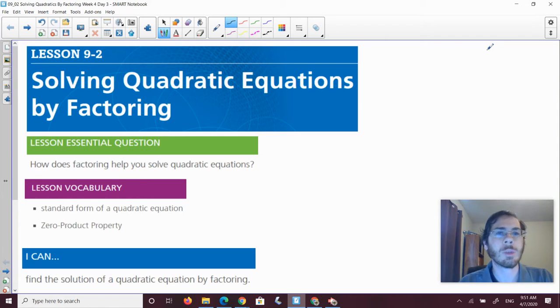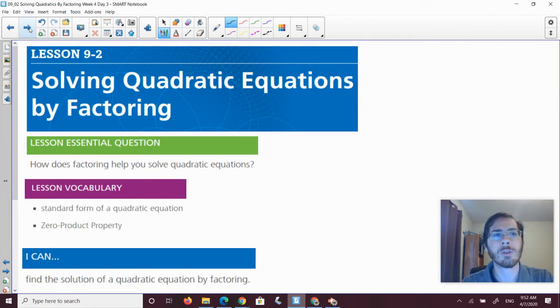So lesson 9.2 is going to be about solving quadratic equations by factoring. So we're going to look at how factoring is going to solve the quadratic equations. We got two vocabs for today. The two vocabs for today are a standard form of a quadratic equation, which most of us probably already know, but also we're going to learn about the zero product property, which is going to be really important. So by the end of the lesson, what we want to do is to be able to find the solution of the quadratic equation by factoring.